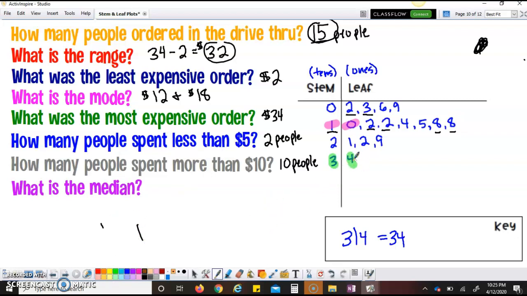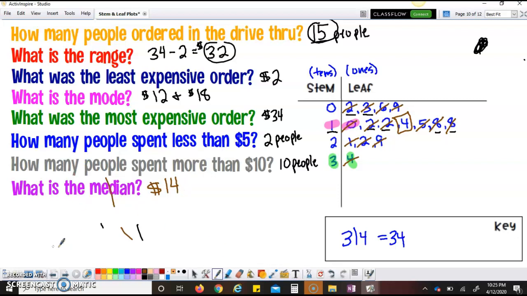So we're going to cross off our biggest one, which is 34, and our lowest one, which is 2. Our next biggest one is 29 and 3, 22 and 6, 21 and 9, 18 and 10, 18 and 12, 15 and 12, which leaves us with 14. So our median cost was $14, and we got all of that information from this stem and leaf plot.